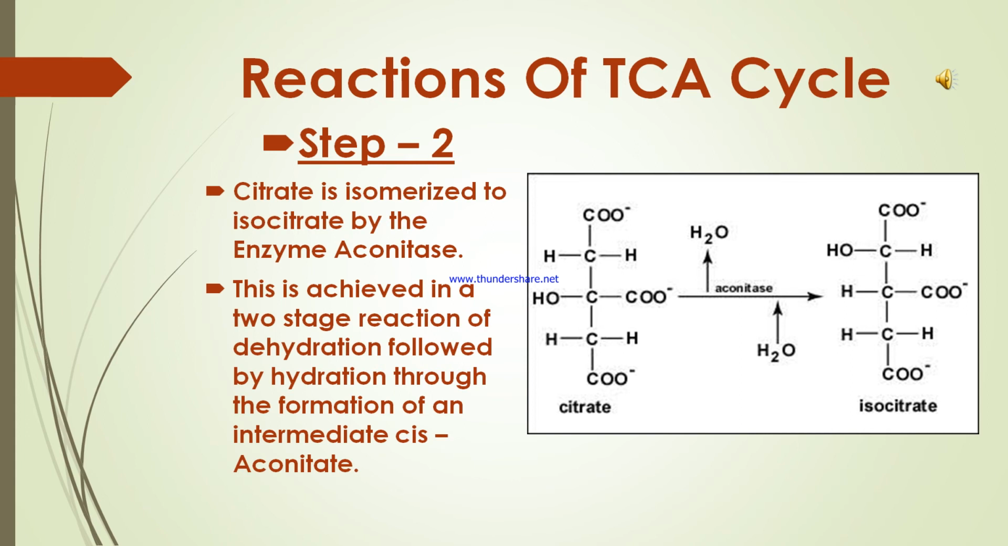In step 2, citrate is isomerized to isocitrate by the enzyme aconitase. This is achieved in a two-stage reaction of dehydration followed by hydration through the formation of an intermediate cis-aconitate.